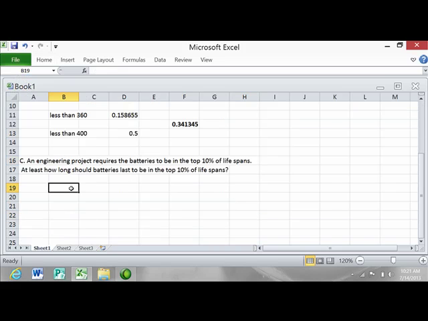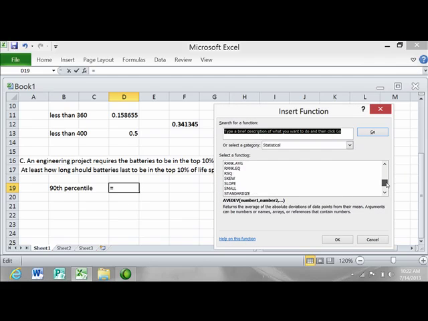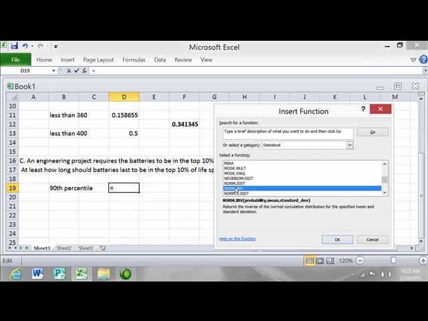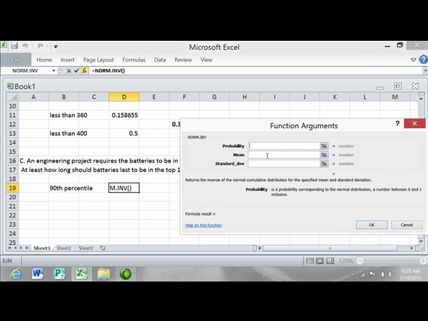Okay, part C says what should it be to be in the top 10%? What value cuts off the lower 90 from the top 10? So remember, actually we're looking for the 90th percentile, so you might want to make a note of that. But we're actually going to find the value, not even the z-score. We're going to go straight for the value. So we click on FX, statistical, scroll down to normal, but inverse normal, and just look at what it says here. The probability. Well, what's the probability? 0.9. That's the 90th percentile. The mean is 400, and the standard deviation was 40.